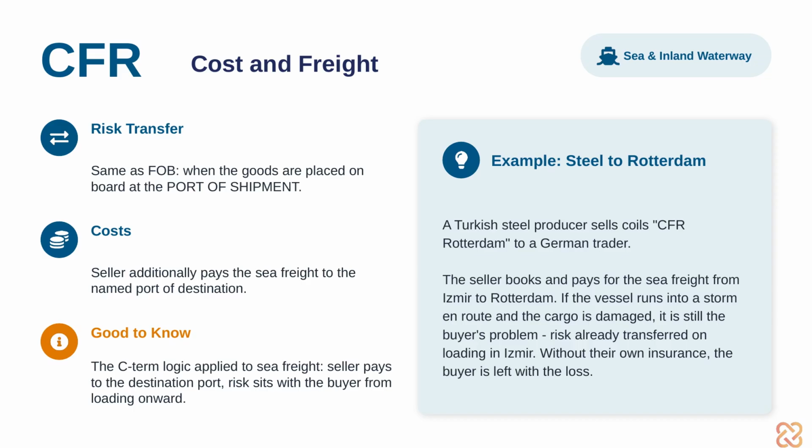An example: a Turkish steel producer sells coils CFR Rotterdam to a German trader. The seller books and pays for the sea freight from Izmir to Rotterdam. If the vessel runs into a storm on the way and the cargo is damaged, it's still the buyer's problem, because risk already passed on loading in Izmir. Without their own insurance, the buyer is left with the loss. The same rule applies here. Paid freight doesn't mean covered risk.